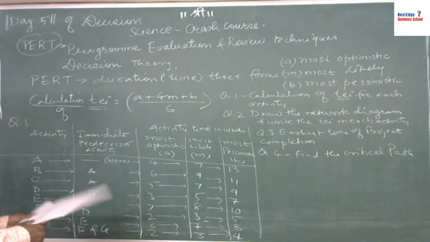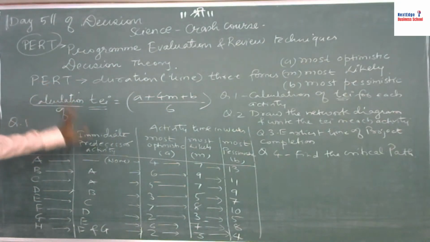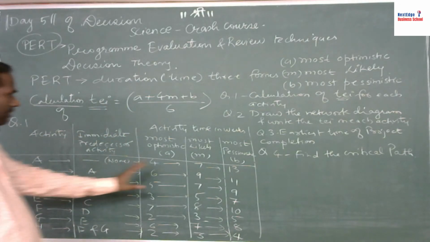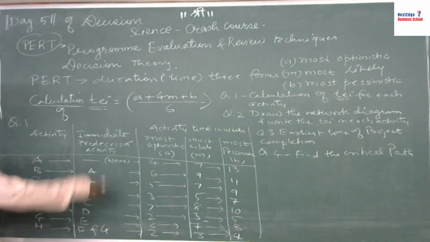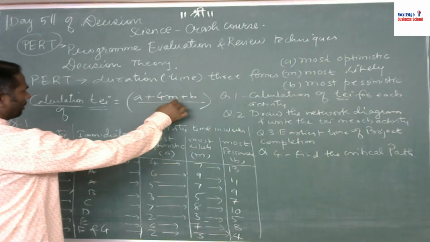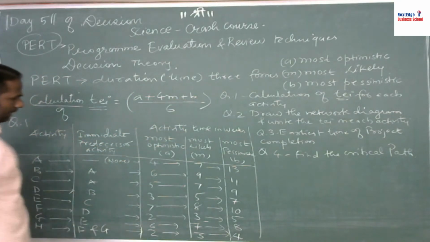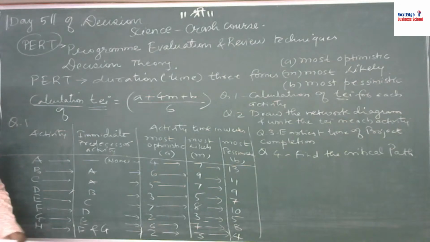First of all, we have to convert this whole table into one with one more column which we have to add, and there we can calculate TE. The formula given to us is TE is equal to a plus 4m plus b upon 6, right? So let us redraw the same table so that we will be able to calculate all the activities out there, right? Okay. Just wait for a minute.